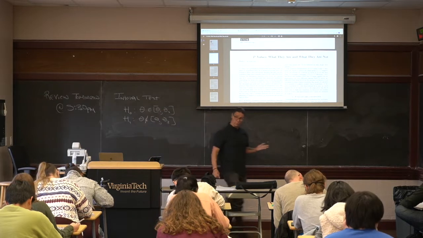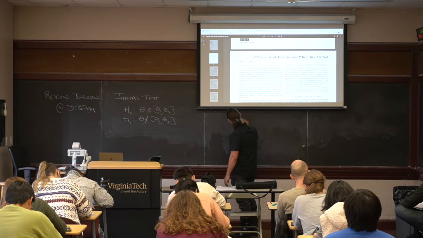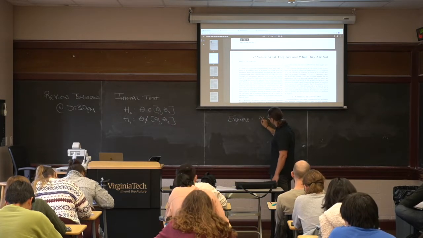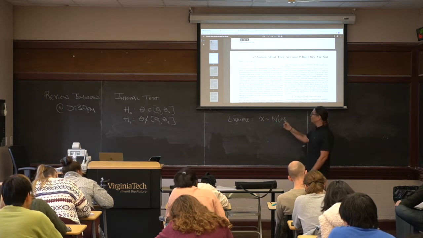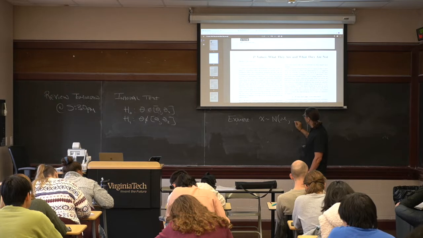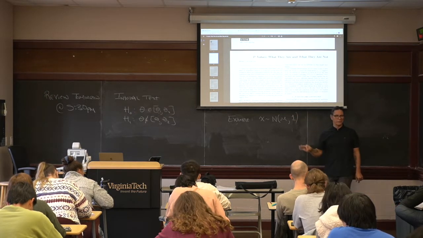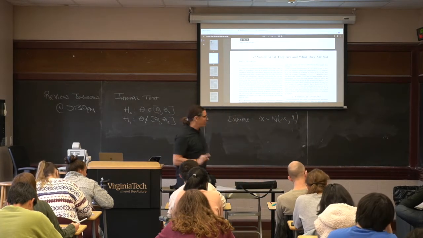So from Shervish's paper, his example looks like this. X is going to come from a normal distribution with mean mu. So you could call that theta if you want. And it's going to have some known variance. And they're going to specify the variance to be 1.